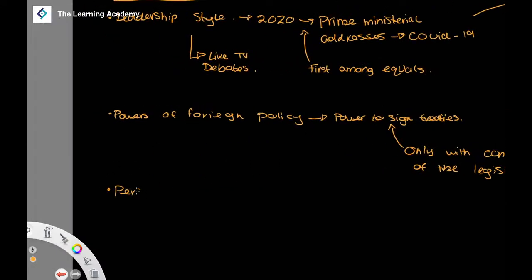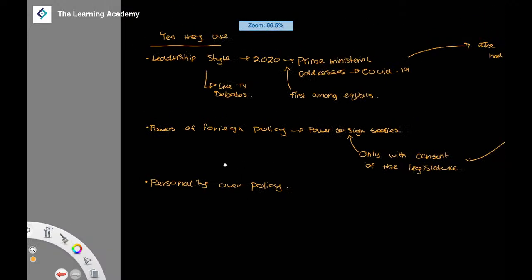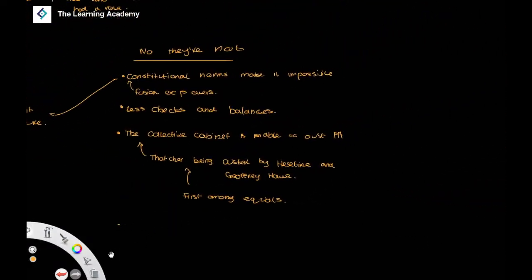Personality over policy. Okay, so you could harken back to the 2019 general election to show this point. At the time it was more about the personality of Johnson versus the personality of Corbyn. It was less about policy. It was a little bit about policy in terms of Brexit, getting Brexit done, but it was less about that in terms of the manifestos. I doubt many people even read their manifestos. It'd be very interesting to see some polling.